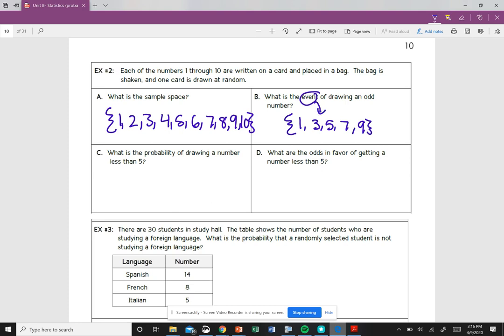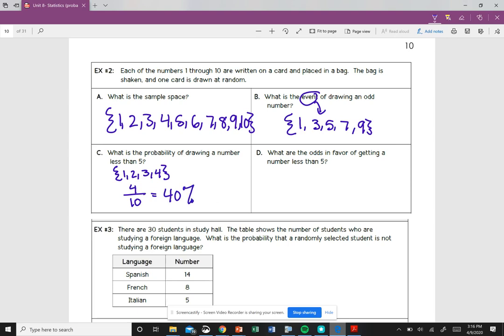What's the probability of drawing a card less than 5? So let's first off find the event of drawing a card less than 5. So that would be 1, 2, 3, or 4. Anything bigger than that is 5 or greater. So that's a total of 4 out of 10, which is 40%.